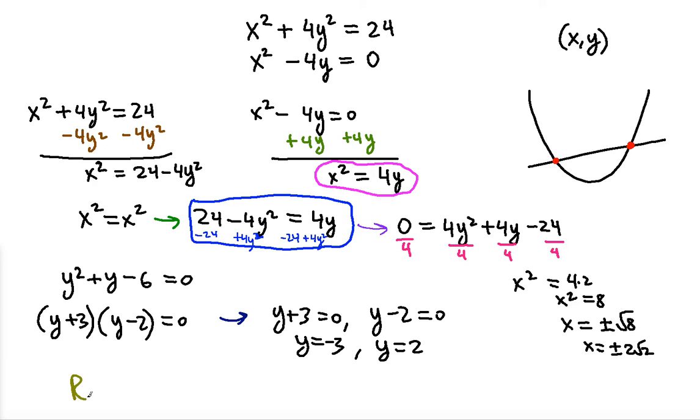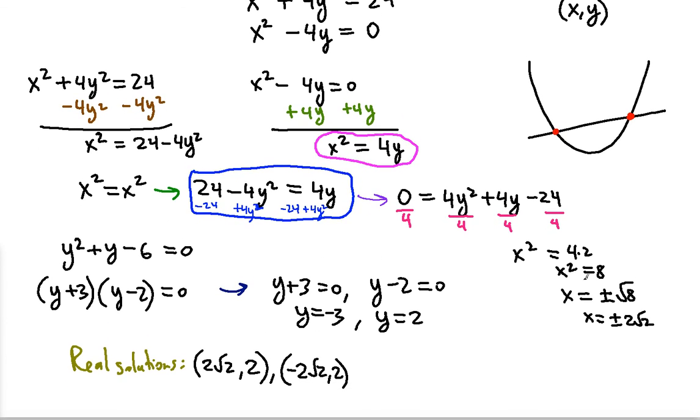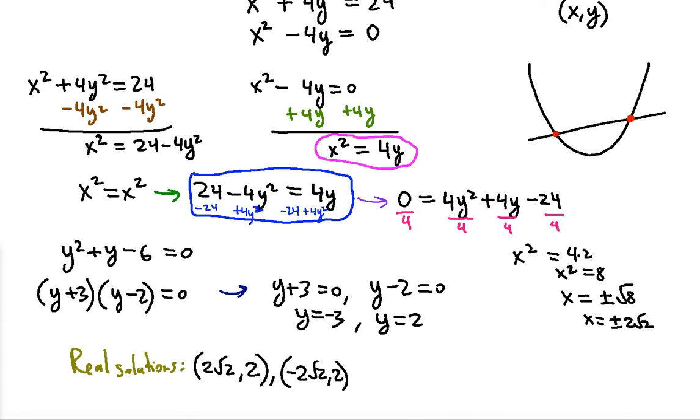So the real solutions will be 2 radical 2, and the y tested was 2, right? So 2. And then the other one is minus 2 radical 2 and also 2. Now speaking of the imaginary solutions, so I'm going to put imaginary solutions.